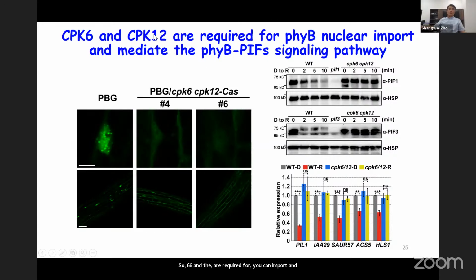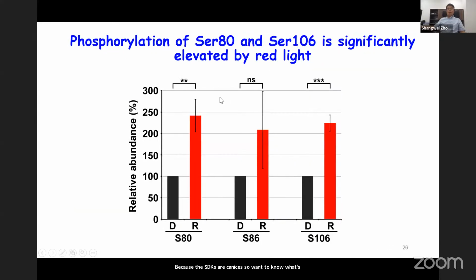Because the CPKs are kinases, we want to know whether light can regulate 5B phosphorylation. We found that at two sites, S080 and S0106, the phosphorylation level was significantly elevated by red light. So we then examined whether CPK can phosphorylate 5B at these sites.